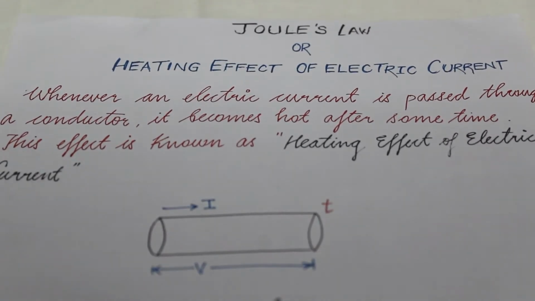This basically happens because of the potential difference. Whenever you apply a potential difference across a conductor, the electrons start flowing through it, and as the electrons flow, some amount of their energy is lost in the form of heat. This is known as the heating effect of electric current. The scientist who studied this was Joule, hence it is also known as Joule's law.